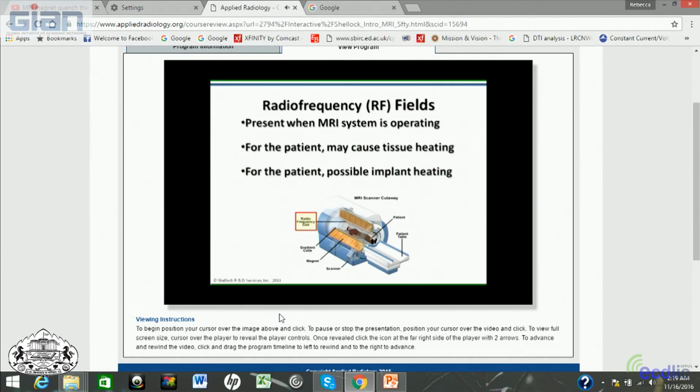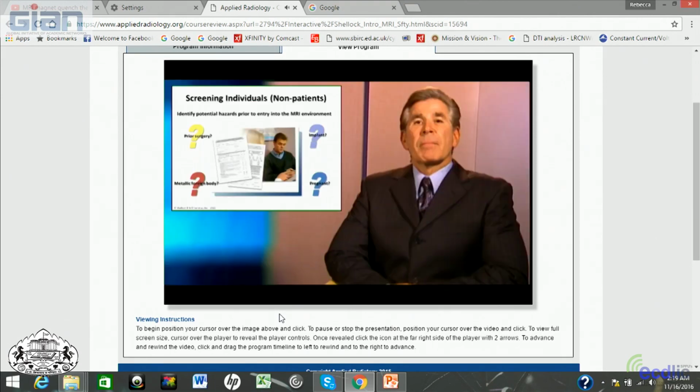The patient's body part contained within the RF coil may experience an increase in temperature under certain MRI operating conditions. If the patient has a metallic implant, it could also heat during the examination under certain operating conditions. Therefore, part of the screening procedure as it applies to patients addresses the possibility of tissue and/or implant heating that may occur during an MRI procedure.